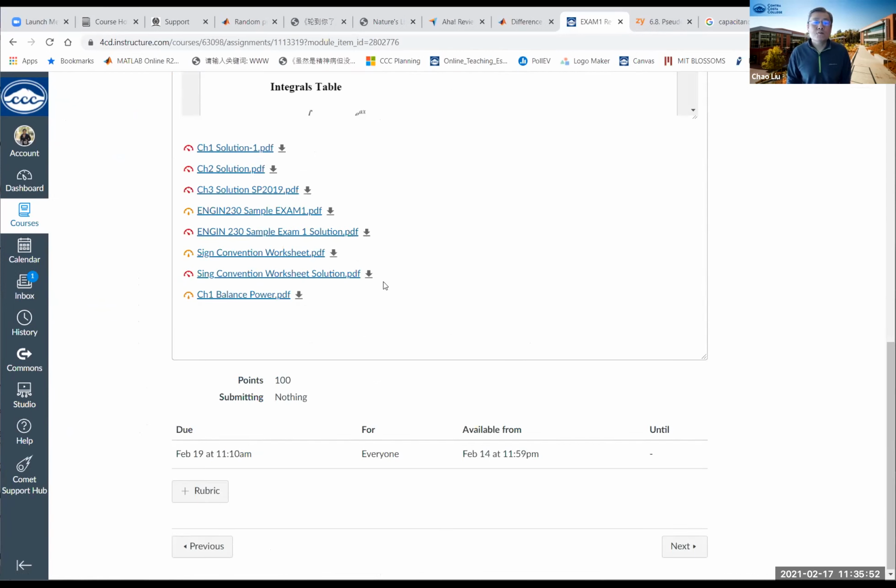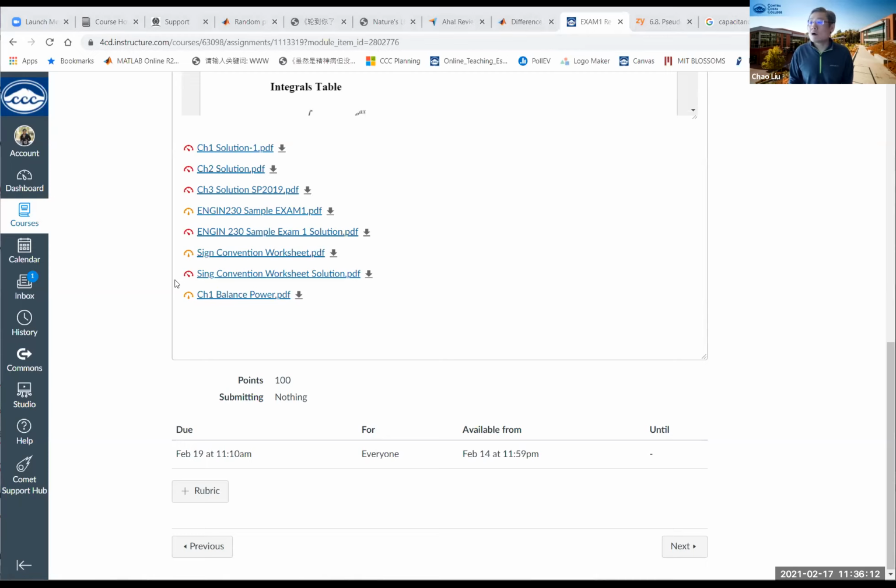There are some worksheets I include over here, which are a good resource for review if you want to review those things. And I want to put emphasis on the sign convention. A lot of people make mistakes on the sign convention, so you might want to take a look as well. And there's a solution over there too.